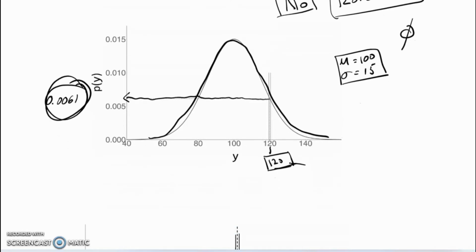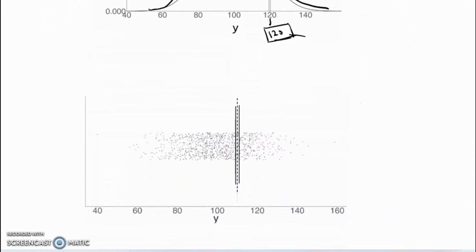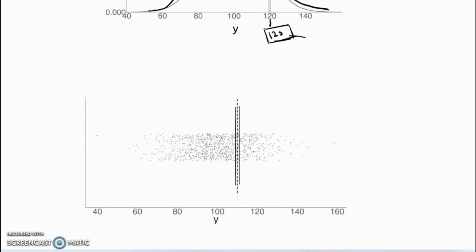Well, it means the probability density, so let's see what that's all about. So this is from Kruschke, page 81 of his book. It's actually something I put together, but it's motivated by his figure. And so what I have here are 1,000 points, values of the random variable y going from about 40 to 160.